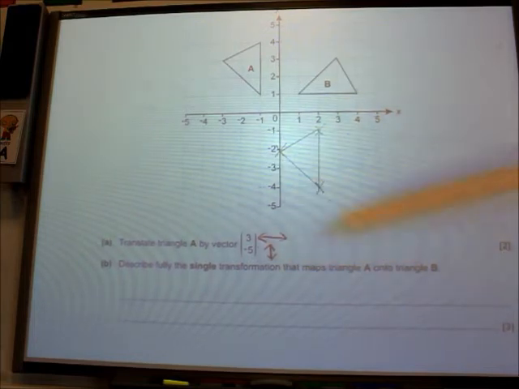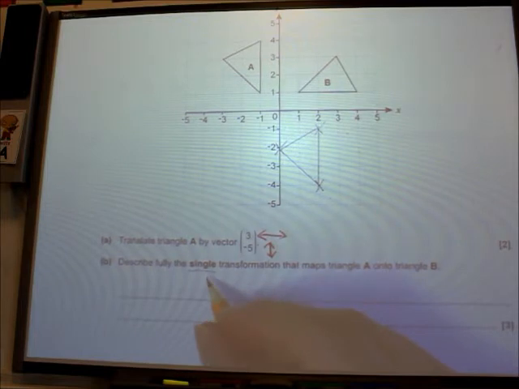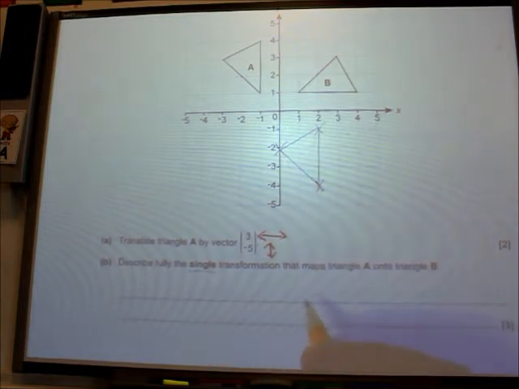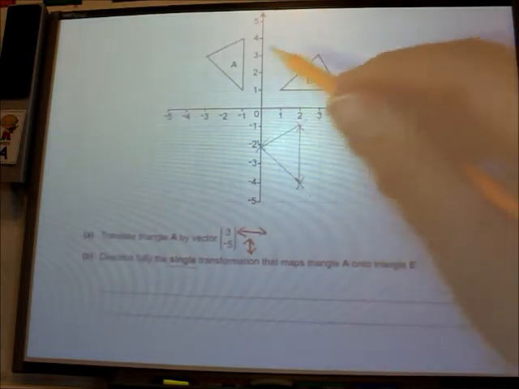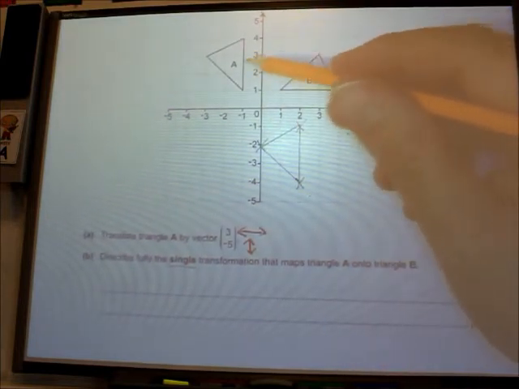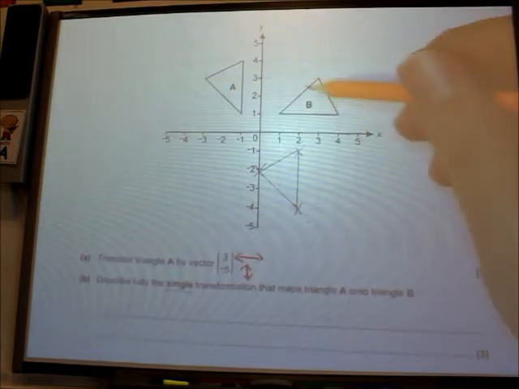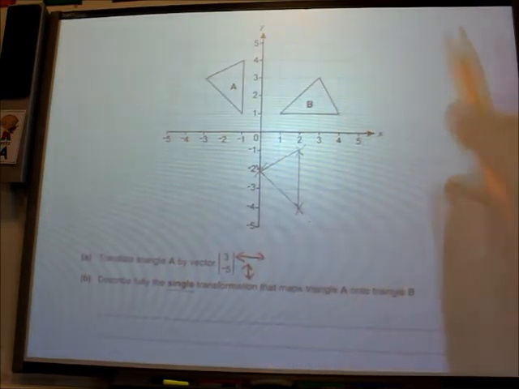Describe fully the single transformation. So it's either a reflection, a rotation, or a translation. It's clearly not an enlargement in this case. That maps A onto triangle B. Right. It's not been translated because you see there are different ways around. It's not been reflected because otherwise that pointy bit would be pointing out this way. So it must have been rotated.